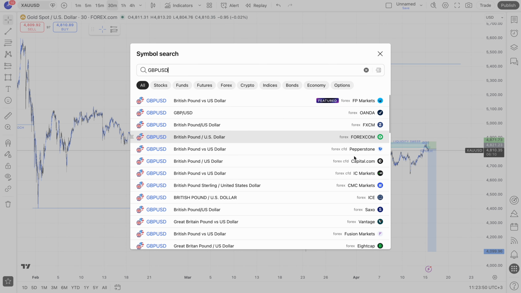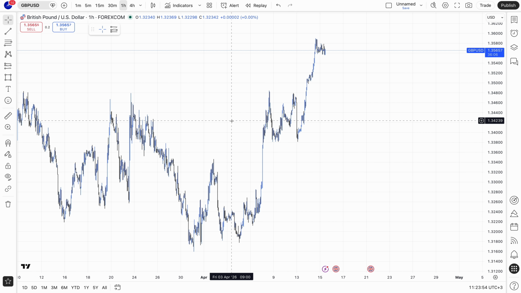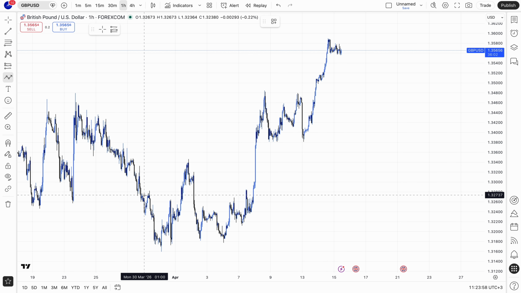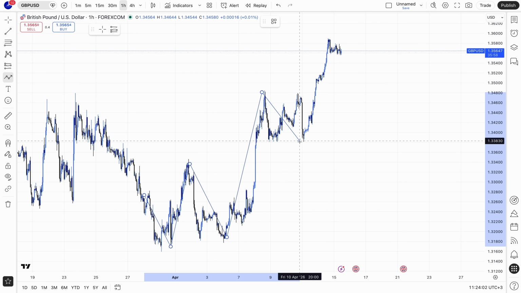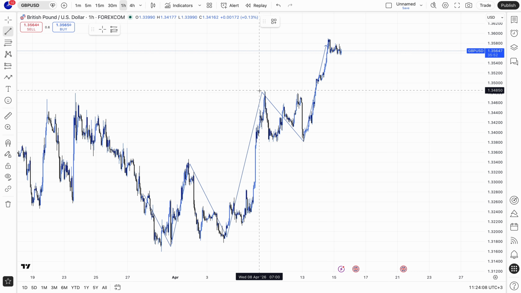Then GU, as always, first thing first is always market structure. You can see the price is moving up, both internal and external market structure. You can see from here, you have a change of character to the upside, a break of structure to the upside, a break of structure to the upside continuation. Then this was our last break of structure to the upside.